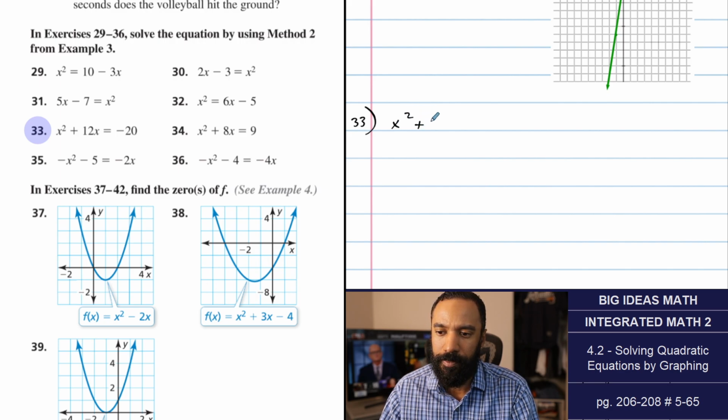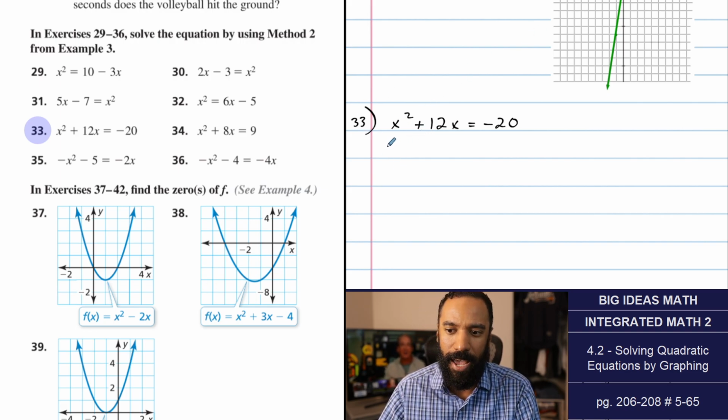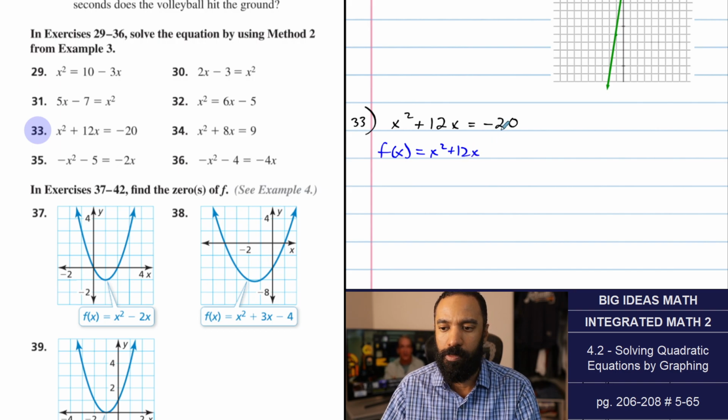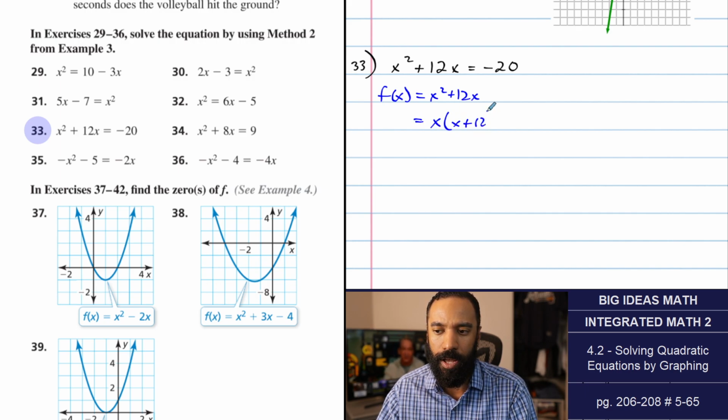Number 33. x squared plus 12x equals negative 20. Now this time, in terms of graphing this guy, I'm going to write it like this. Oh, this is mean in its own right. I'm going to do this through its factoring methods, right? I can have x times x plus 12, which means the x-intercepts, these are not the solutions, these are just the x-intercepts. The x-intercepts are 0 and negative 12.